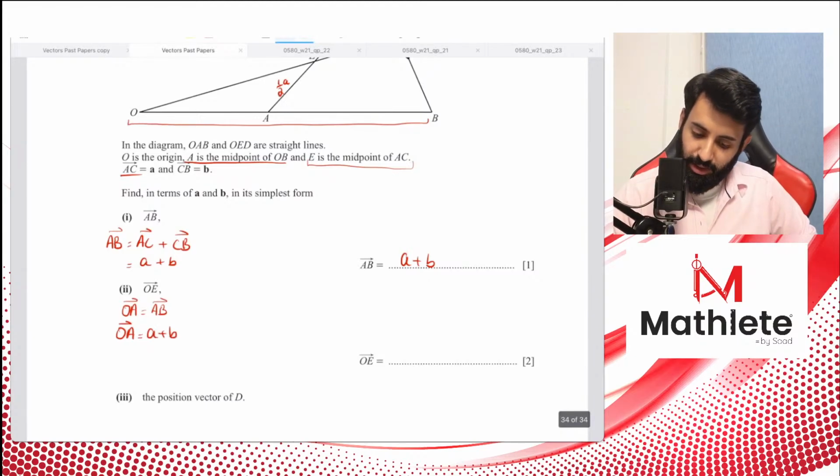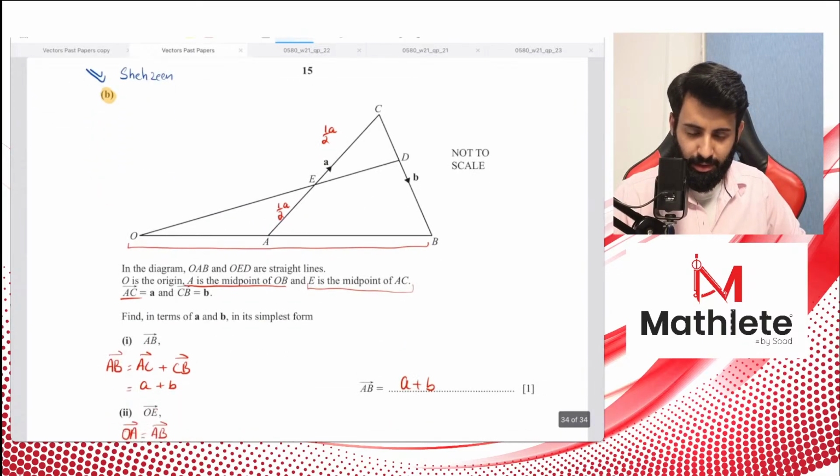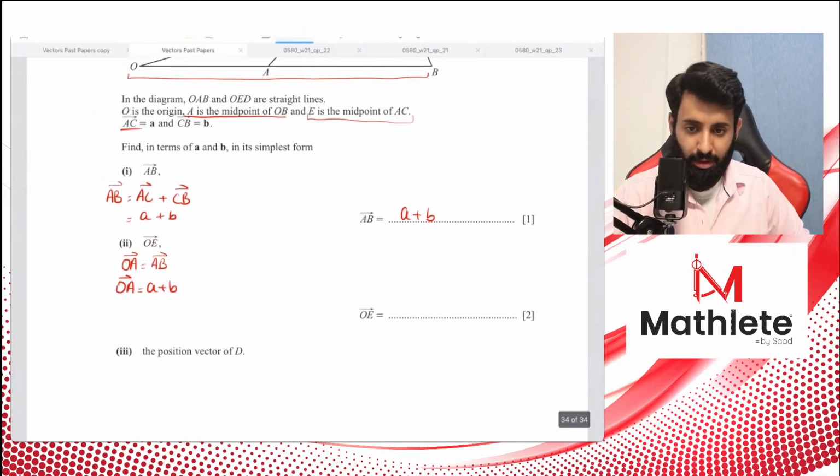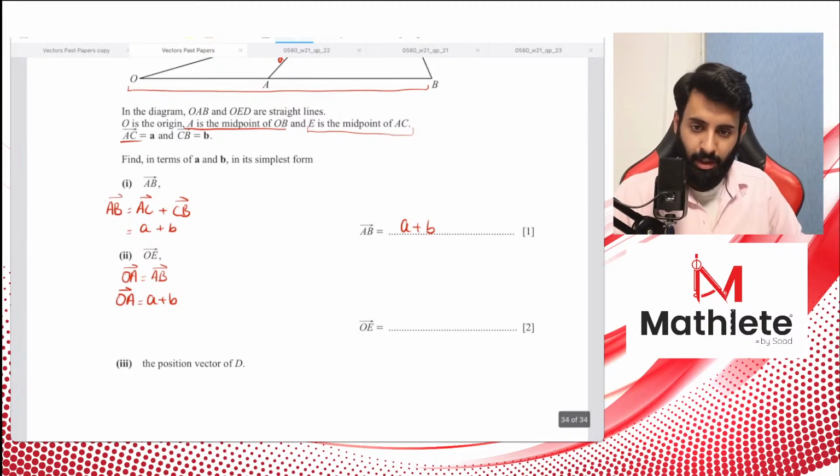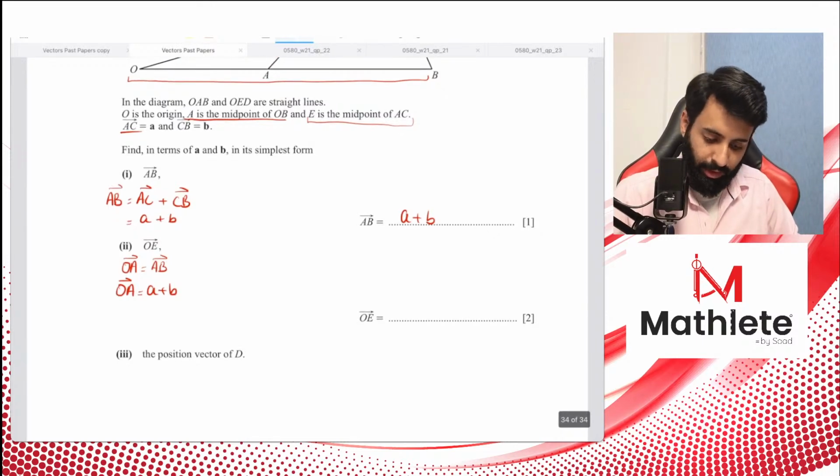I don't think it's a hard level question. I think it's a medium level question. I mean, you haven't seen the hard level questions yet. So just hang in there. Let's not get carried away.